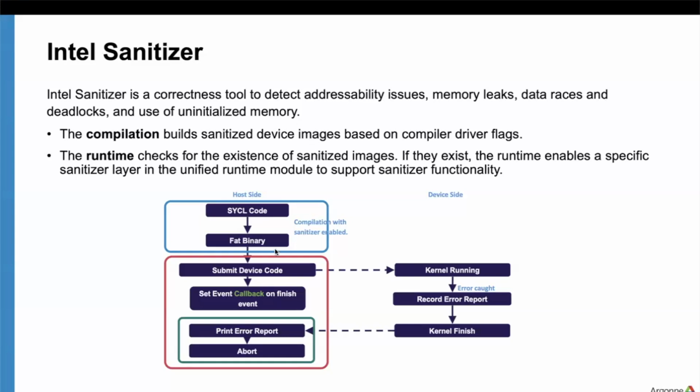So this is an example of SYCL code. For SYCL code, OpenMP code is the same. You just compile with the additional compiler flag to enable the sanitizer. Then you will have the fat binary. And once you start this binary, it submits device code and the kernel runs on the device. If an error happens, it records an error report. And once the kernel finishes, it reports to the host side.